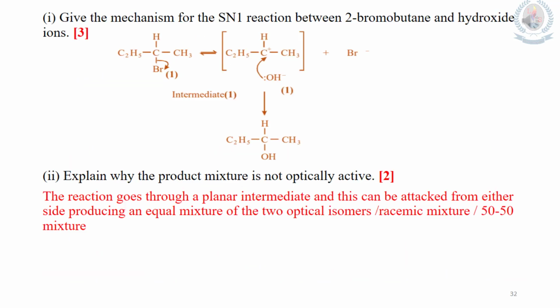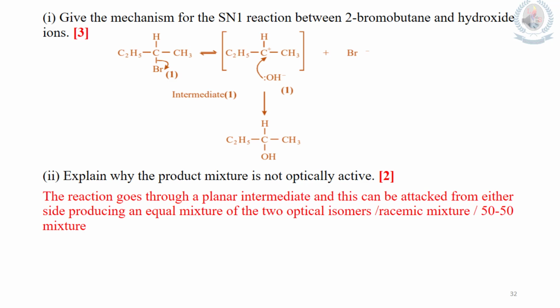The question they are asking: give the mechanism for the SN1 reaction between 2-bromobutane and hydroxide ions. As we know, the SN1 reaction type is mostly for tertiary halogenoalkanes, but secondary halogenoalkanes like 2-bromobutane can also undergo SN1 reaction depending on the medium. Here, first the carbon-bromine bond is breaking, and in the second step, OH minus attaches to the carbocation. That's why it is going through the SN1 reaction type.